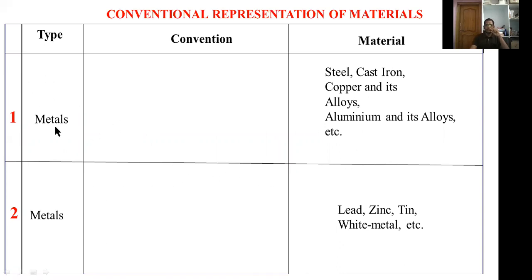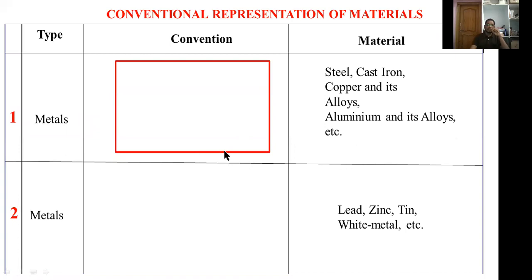How to represent metals, for example steel, cast iron, copper, lead, zinc, tin metals? How to represent a conventional representation? This is a plate. I consider a rectangular plate. Now I am representing the metals like this by drawing hatching lines at a 45 degree angle.